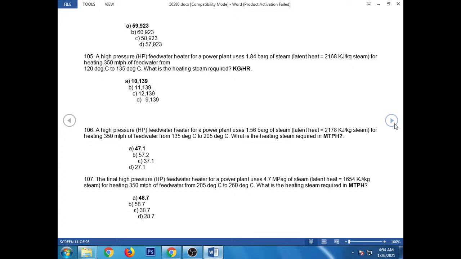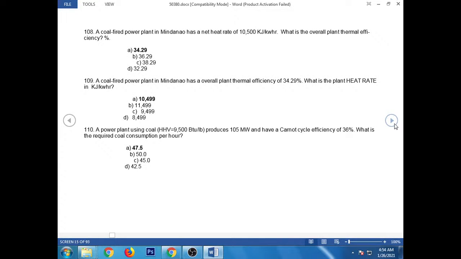Answer 48.7. A coal-fired power plant in Mindanao has a net heat rate of 10,500 kilojoule per kilowatt hour. What is the overall plant thermal efficiency? Answer 34.29%. A coal-fired power plant in Mindanao has an overall plant thermal efficiency of 34.29%. What is the plant heat rate in kilojoule per kilowatt hour?